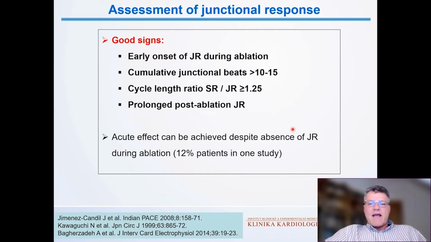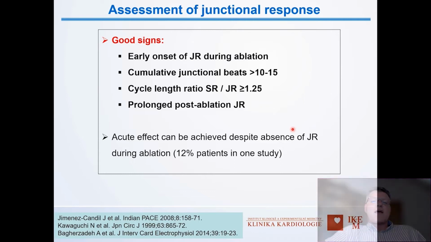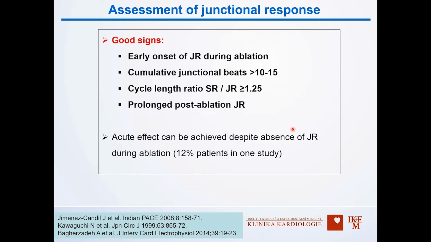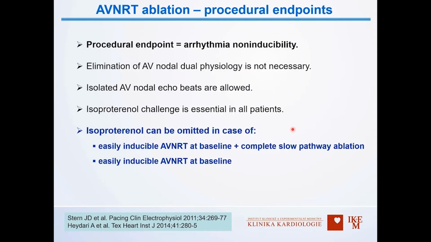sinus against junctional rhythm more than 1.25, junctional rhythm faster by 25% compared to sinus rhythm, and prolonged post-ablation junctional rhythm. On the other hand, absence of junctional rhythm usually indicates ineffective ablation. Specifically, in one study, acute effect was achieved only in 12% of patients with absence of junctional rhythm during ablation.